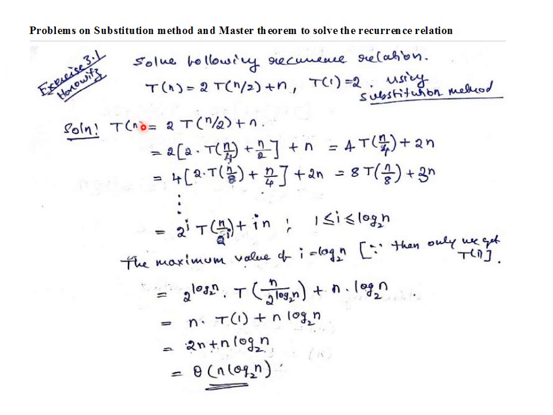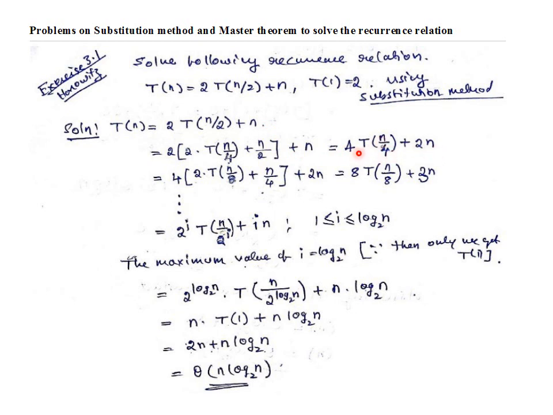Now apply the substitution method. T of n equal to 2 into T of n by 2 plus n from our recurrence relation. Now, using the substitution method, we can rewrite the value T of n by 2 based on the above recurrence relation. So 2 is outside, and 2 into T of n by 2 is replaced by 2 into T of n by 4, because n is now n by 2, plus instead of n it is n by 2, and the entire thing is divided by 2, plus this n. This we can write as 4 into T of n by 4 plus 2n.